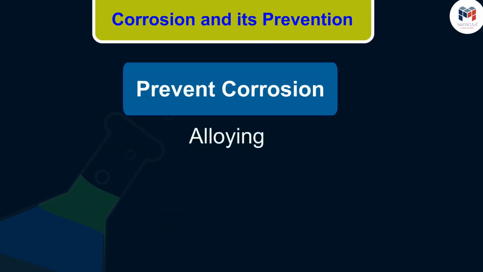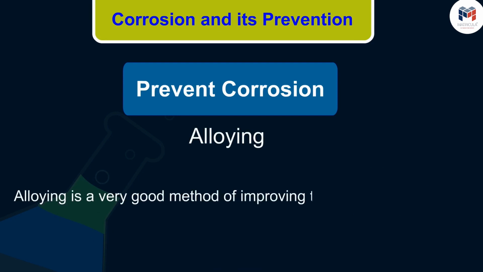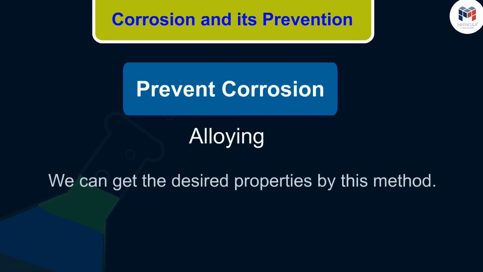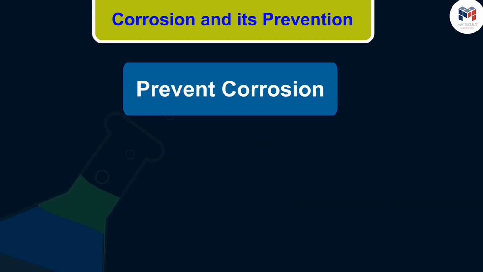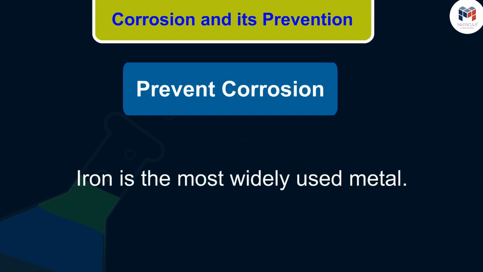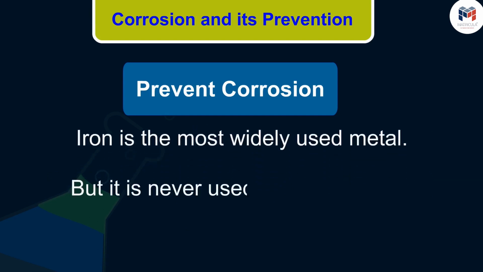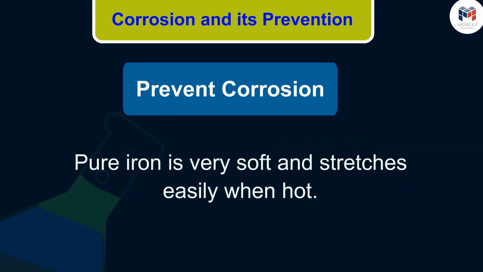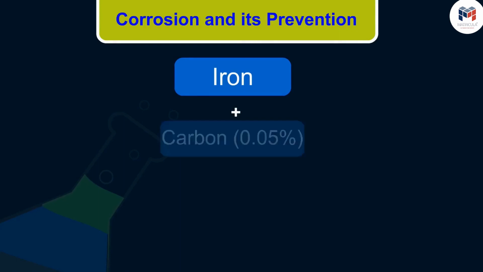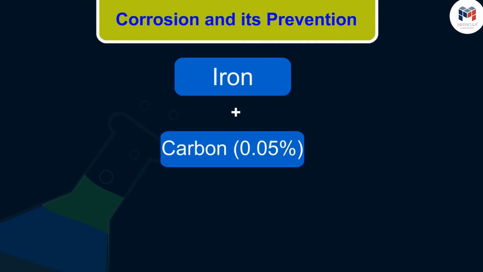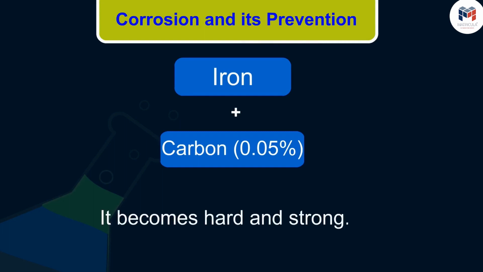Now, what is alloying? Alloying is a very good method of improving the properties of a metal. We can get the desired properties by this method. For example, iron is the most widely used metal, but it is never used in its pure state. This is because pure iron is very soft and stretches easily when hot. But if it is mixed with a small amount of carbon, about 0.05%, it becomes hard and strong.